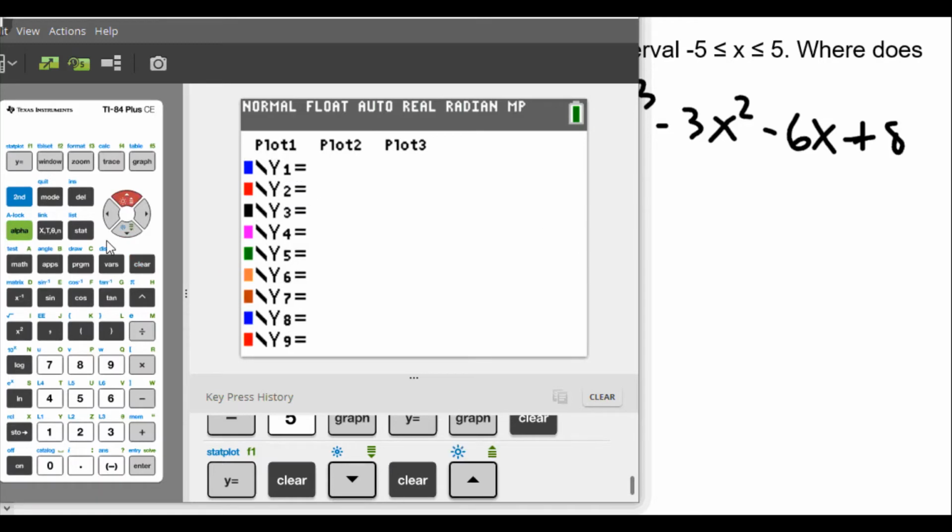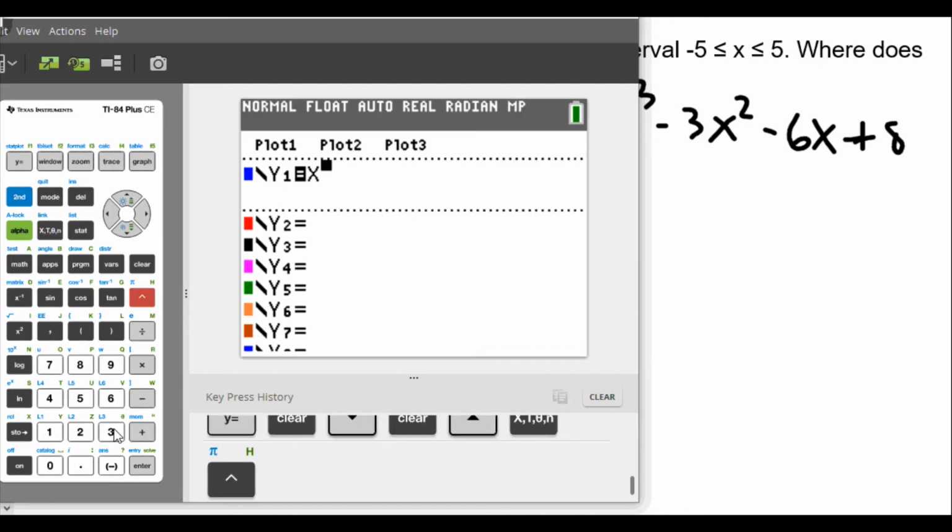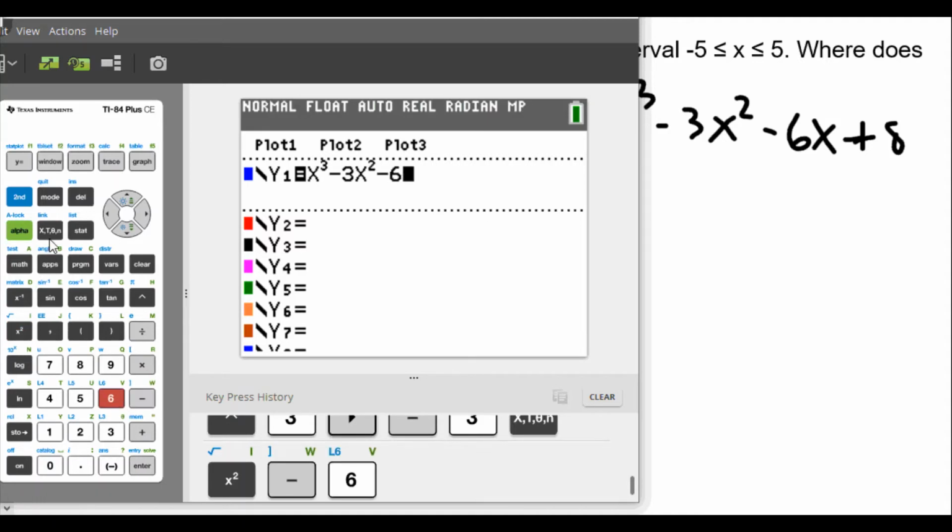All right, so our entry will be x cubed, so it'll be x raised to the third power. Now we have to remember to move to the right. Then minus 3x squared, and then minus 6x plus 8.